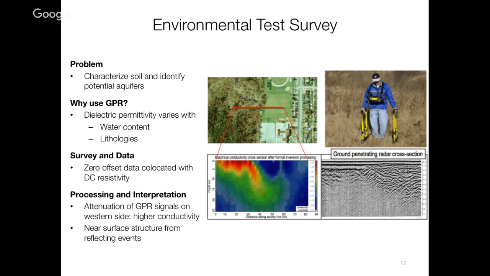What we did here was to go with a DC resistivity survey across here, and here was the resultant conductivity image. So you can see it's really conductive over here, and it's more resistive over here. So this conductive part here is just attenuating those signals. So GPR is great, but it doesn't penetrate through conducting materials very easily.